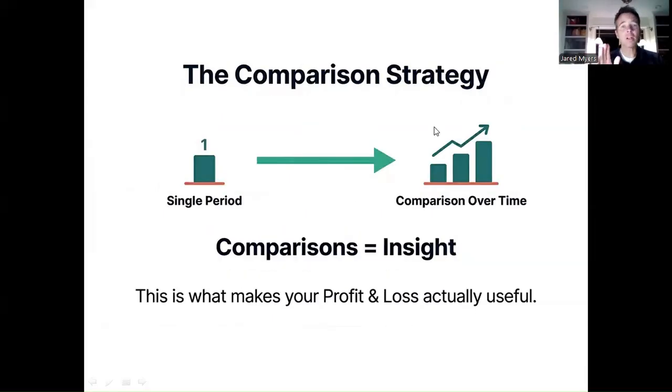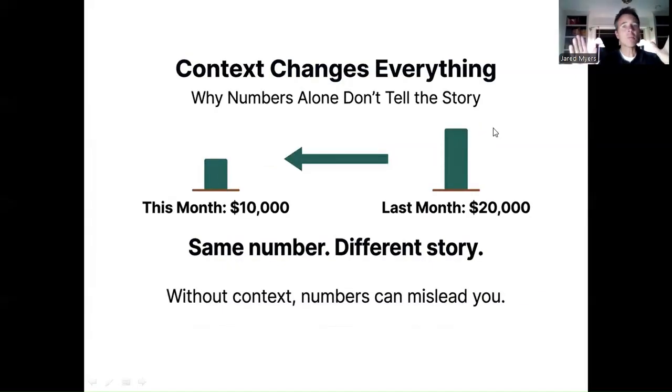Now, let's talk about the part that actually makes this powerful. Comparisons. Here's what you should always be doing. Compare this month versus last month. Compare this quarter versus last quarter. Compare this month, this year, to the same month last year. Why? Because context changes everything. If you made $10,000 this month, that sounds great. But if last month you made $20,000, that's a problem. Same number, completely different story. This is what separates people who look at reports from people who actually understand their business.